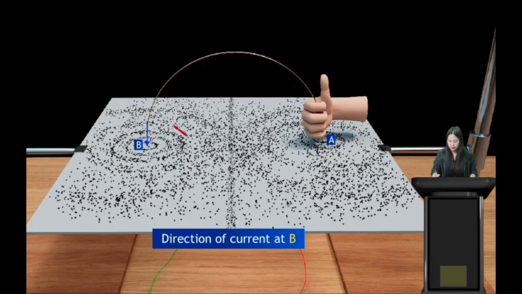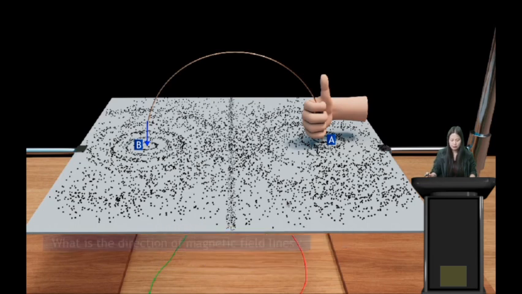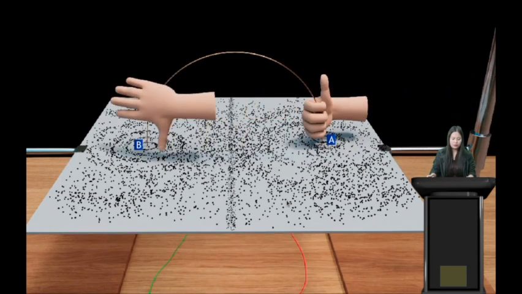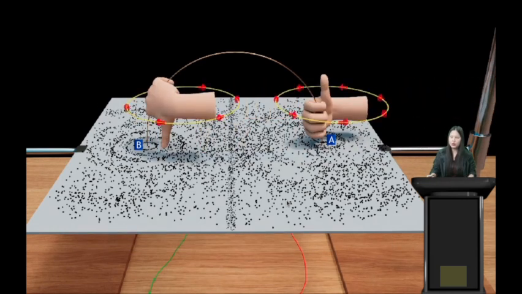So here the direction of current at point B is downwards. Now what will be the direction of magnetic field lines at point B? Yes, students, again we can determine the direction of magnetic field lines at point B by using the right hand thumb rule. So hold the conductor in such a way that your thumb points towards the direction of current. Then the direction in which your fingers curl around the conductor will give the direction of magnetic field lines.